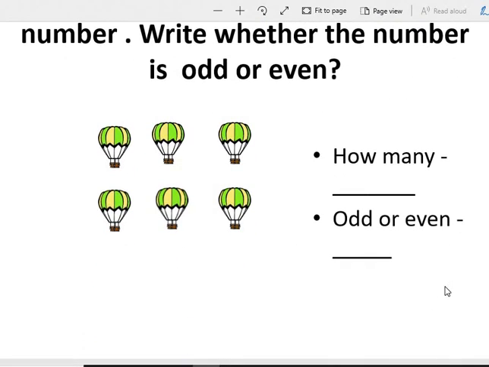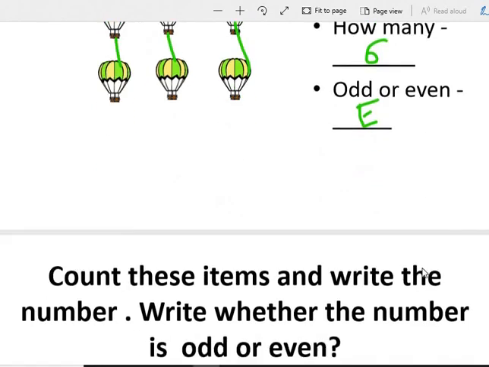Now there are hot air balloons. Clearly we can see how many balloons are there? 6. Now let's find out whether this number 6 is odd or even. Let's make the pair. It's very easy. You can easily find out all the hot air balloons make a perfect pair of 2. So it is again an even number. Number 6 is an even number.